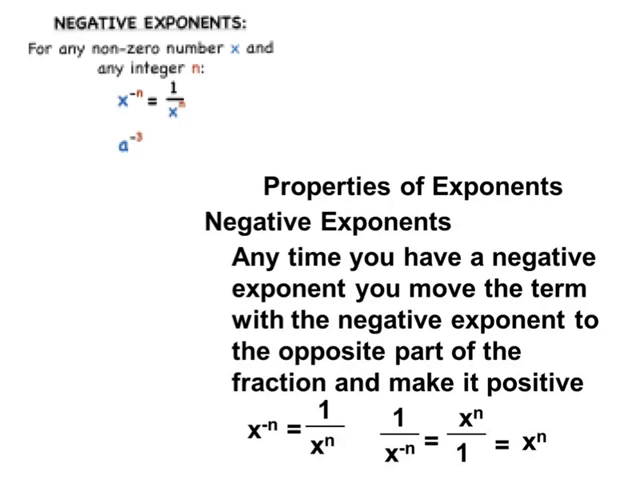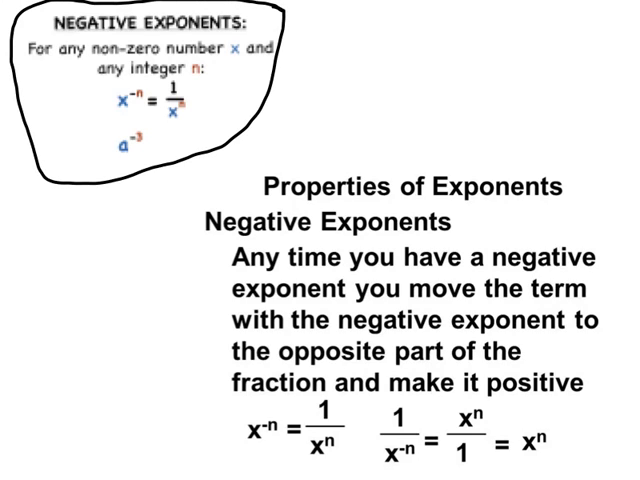Alright, so here is the rule. For any non-zero number x and any integer n, x to the negative n can be written as 1 over x to the n. Not really sure what this is about, so let's just mark it out. There we go. All right, so here's the thing.